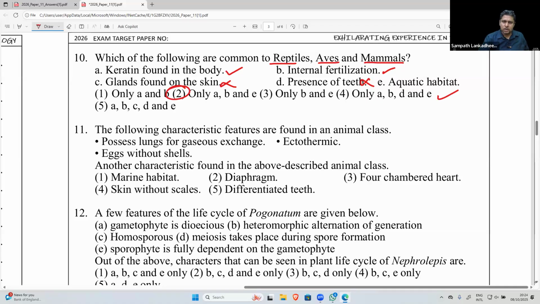Question number 11. The following characteristic features are found in an animal class. Possess lungs for gaseous exchange. Ectothermic. Eggs without shell.